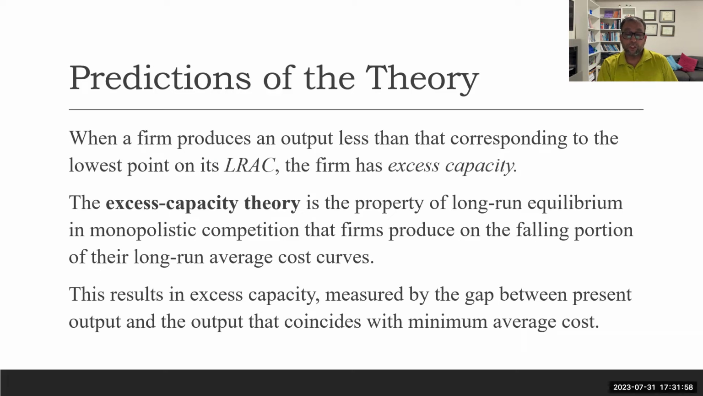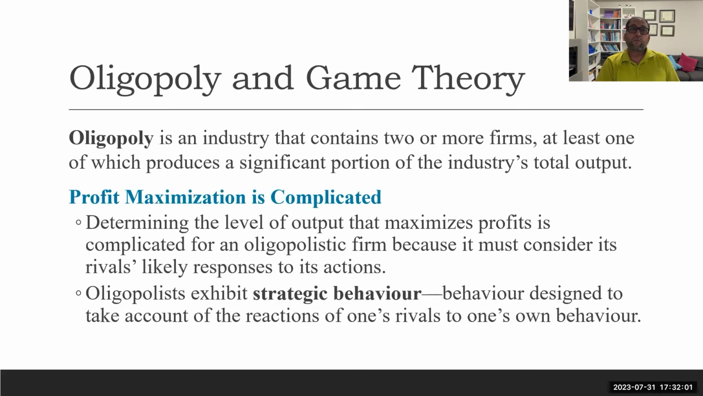The result is excess capacity, measured by the gap between the present output and the output that coincides with the minimum average cost. Now, so far what we discussed is monopolistic competition. Now we are focusing on an industry in which a few large firms are operating, and that's what we call an oligopoly. For an oligopoly market, we have to use the tool which we call game theory. Now, game theory is a subject in economics in which we discuss different strategies or different moves.